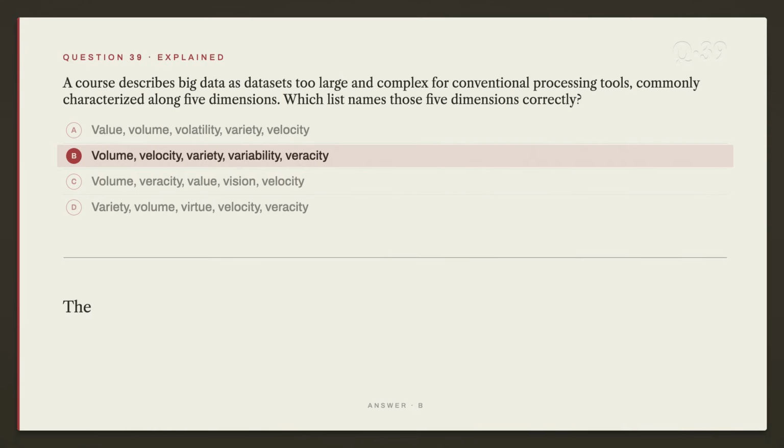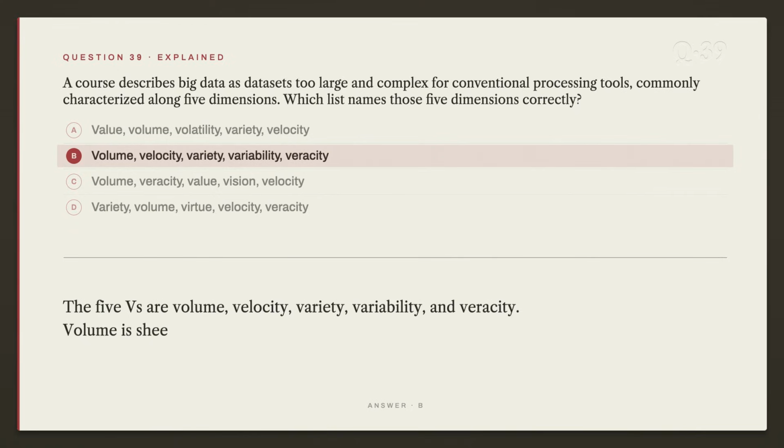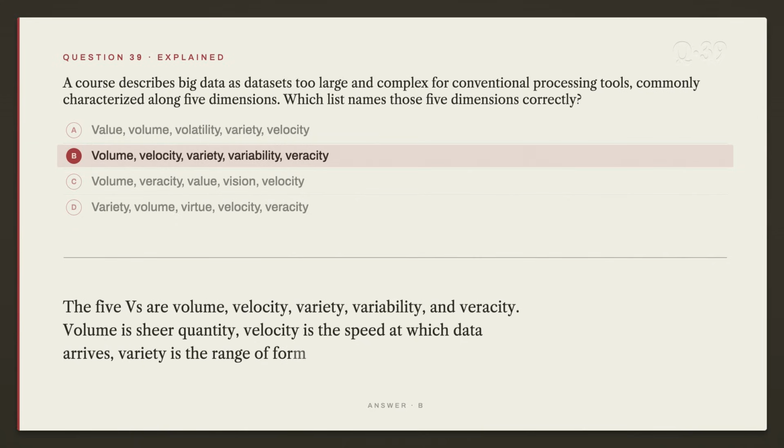B is correct because the 5 V's are volume, velocity, variety, variability, and veracity. Volume is sheer quantity. Velocity is the speed at which data arrives. Variety is the range of formats and sources. Variability is inconsistency in meaning or flow over time. And veracity is trustworthiness. Big data matters in finance because these properties are what make sharper lending, underwriting, advice, and fraud decisions possible.